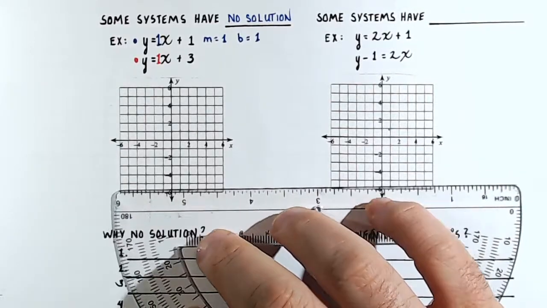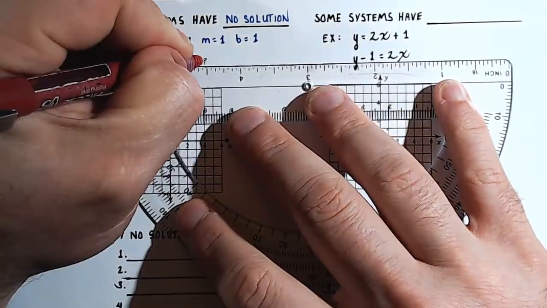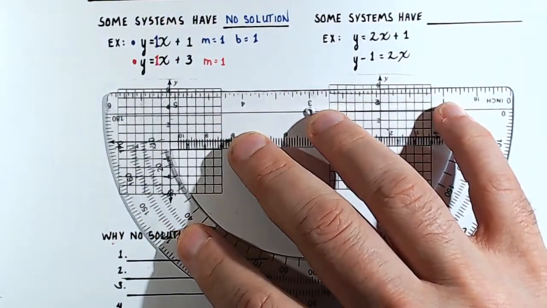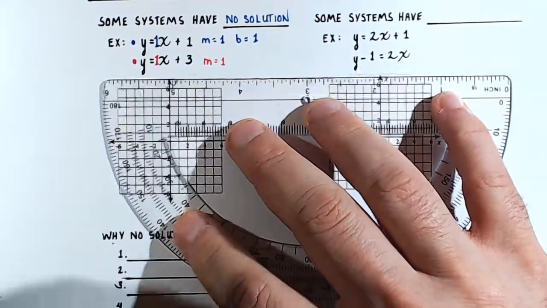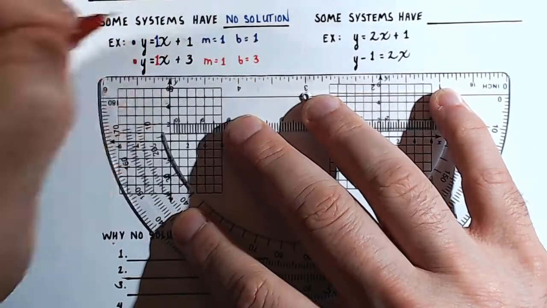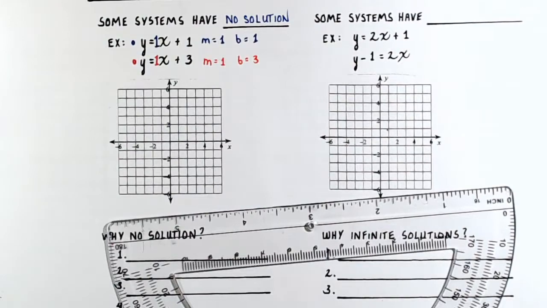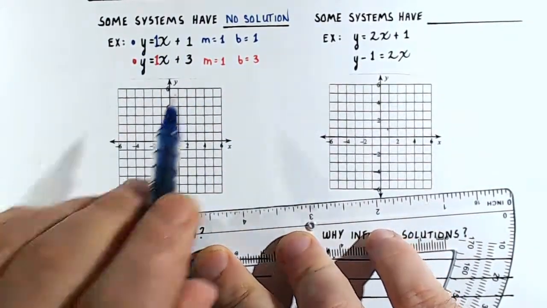For my red equation, m equals 1. And b equals 3. Well, now I need to graph them. Let's graph them and see what happens. So let's graph the blue equation first.